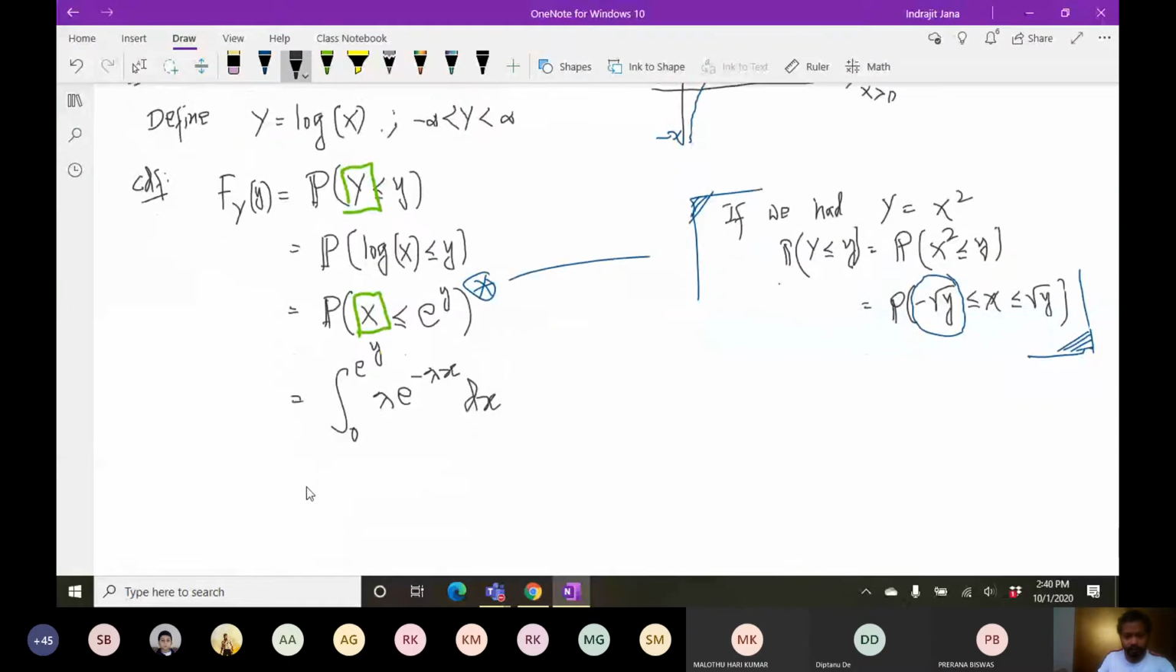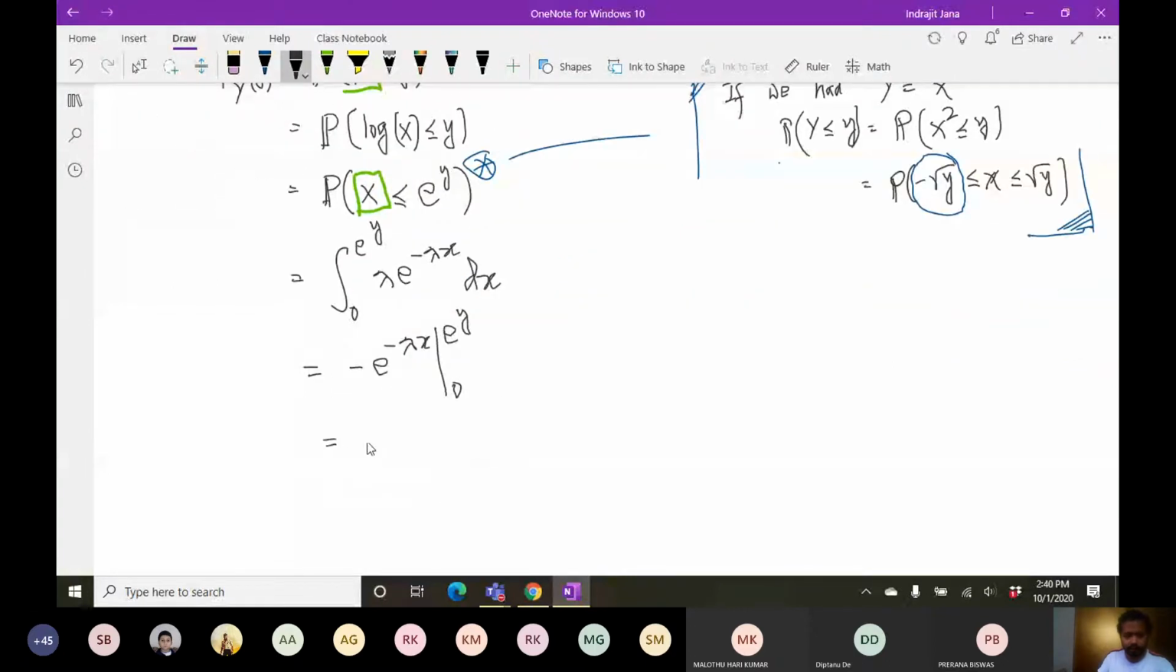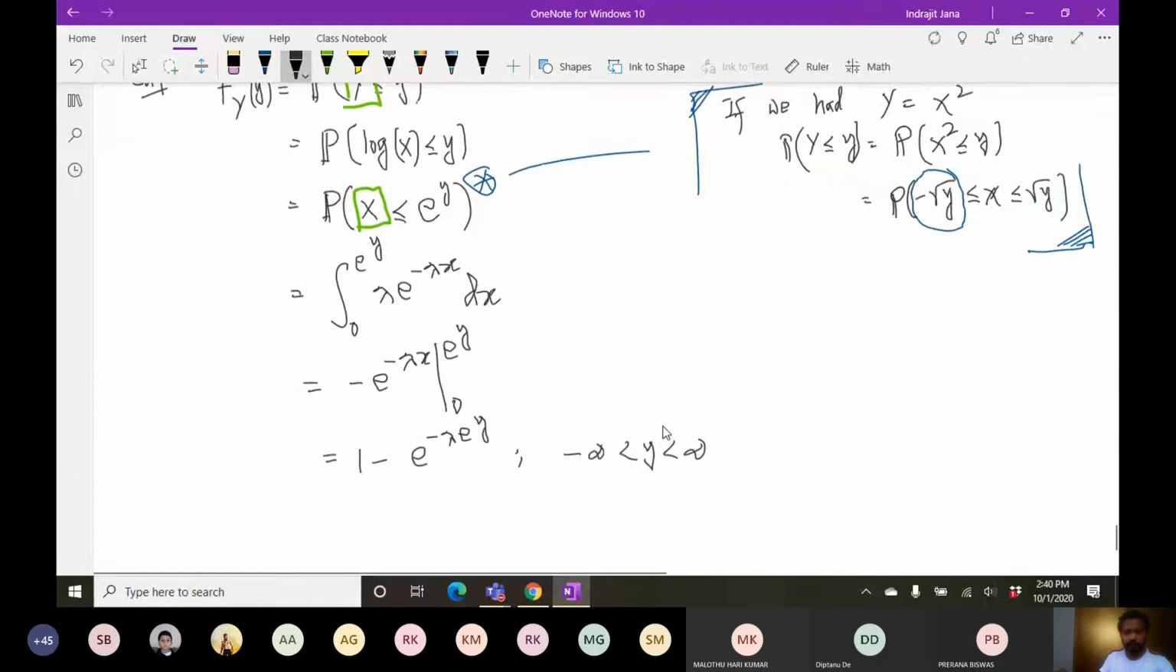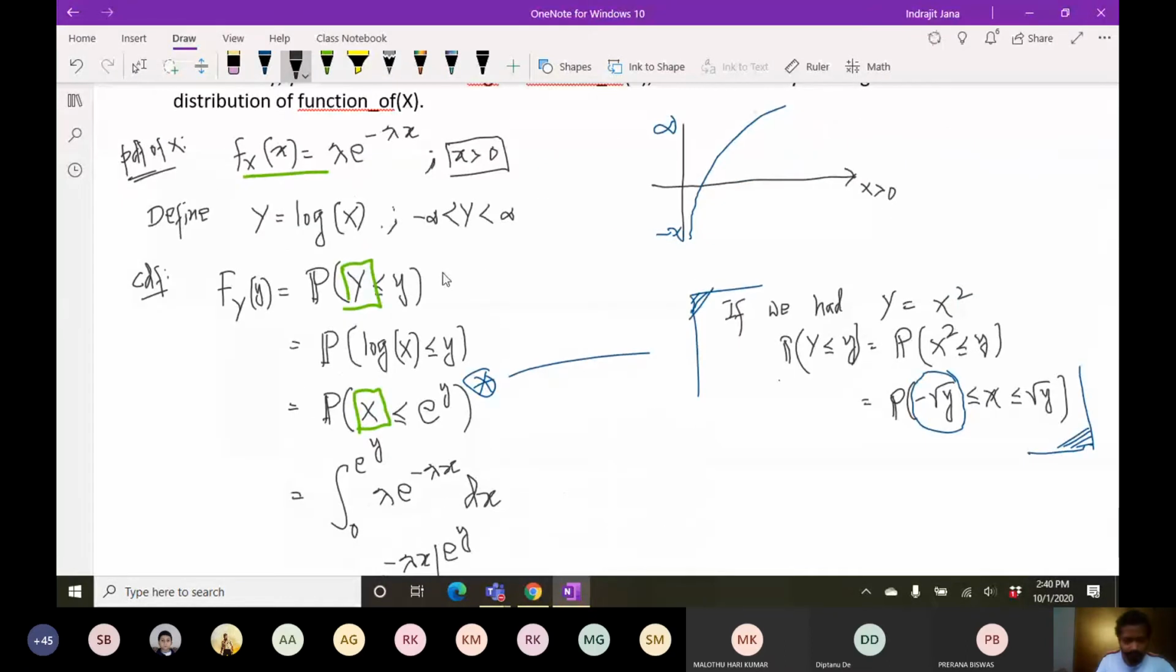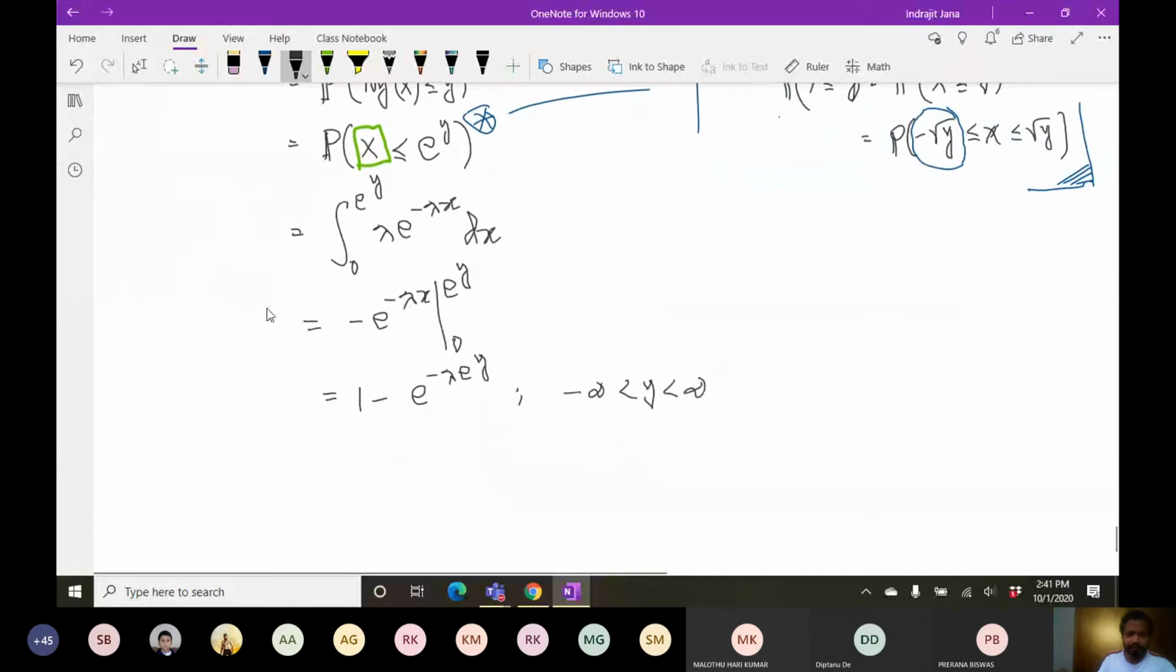Okay, now if you finish the integration, which is e to the power negative lambda x from 0 to e to the power y, that is going to be 1 minus e to the power negative lambda e to the power y, for negative infinity less than y less than infinity. Okay, so y takes values between negative infinity and infinity. So we found the CDF, and then step 2 is to find the PDF.